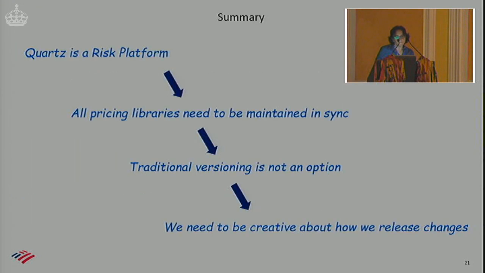So to summarize, Quartz is a risk platform, which means that it's not a normal platform where you can just use traditional versioning to make changes in core libraries. All the pricing libraries, all the risk libraries need to be in sync with each other. So we have to be a bit creative about how we release changes, and we're figuring it out as we go along.